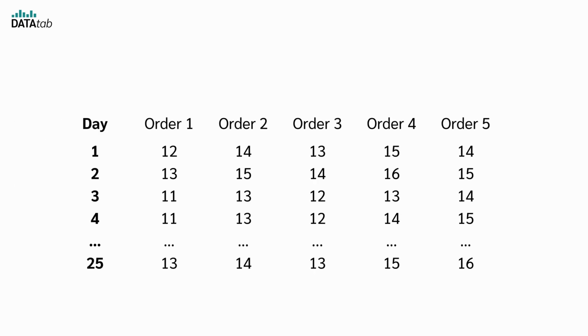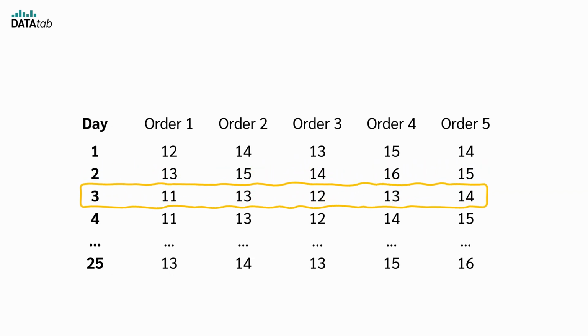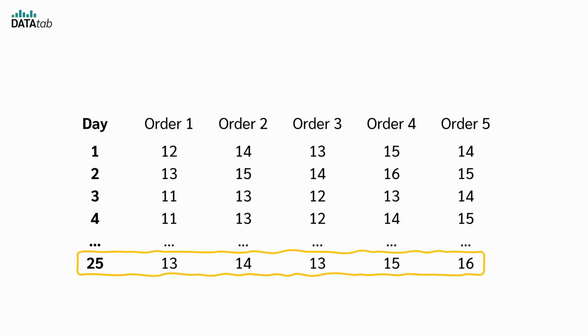Of course, we need data to monitor the process. To obtain data, we take a random sample of 5 orders per day. So on the first day, we measure the processing time of 5 orders. For example, the processing time for the first order was 12 minutes, the processing time for the second order was 14 minutes, and so on and so forth. Similarly, we measure the processing time on the second day, on the third day, and so on. Let's say we measure the times on a total of 25 days.